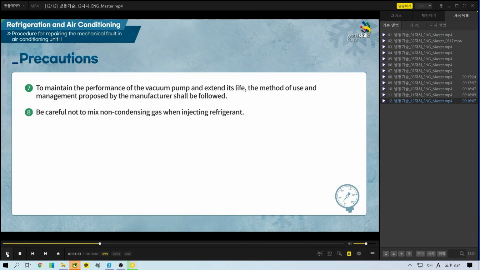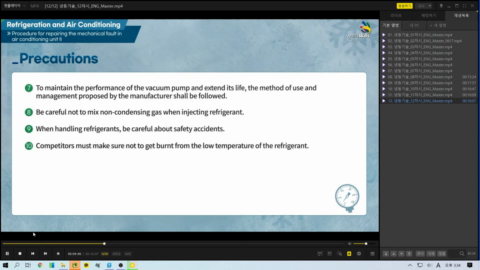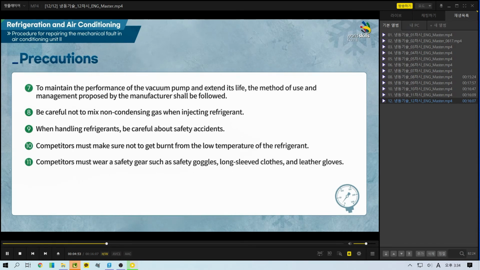Eighth, be careful not to mix non-condensing gas when injecting refrigerant. Ninth, when handling refrigerants, be careful about safety accidents. 10th, make sure not to get burnt from the low temperature of the refrigerant. 11th, make sure to wear safety gear such as safety goggles, long-sleeved clothes, and leather gloves.